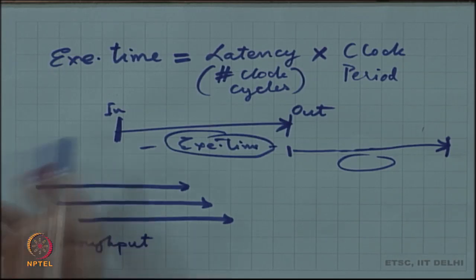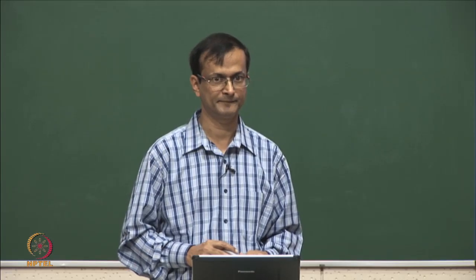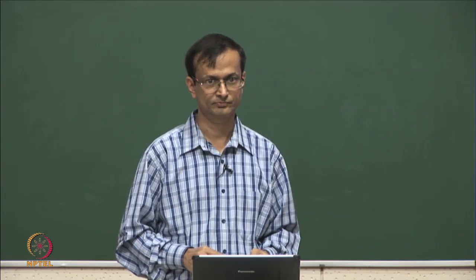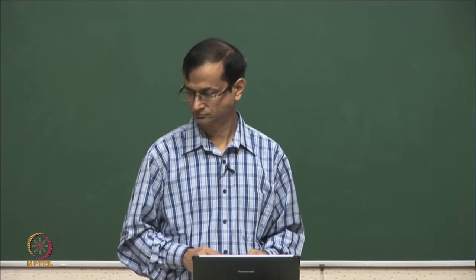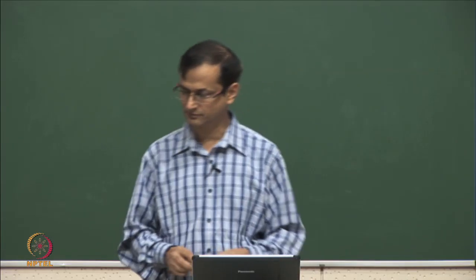Execution time nevertheless is an important metric. So, what determines the execution time in our sequential circuit? Just one question. Would there be a trade-off possible between execution time and throughput for a circuit? Yeah, certainly there can be a trade-off.